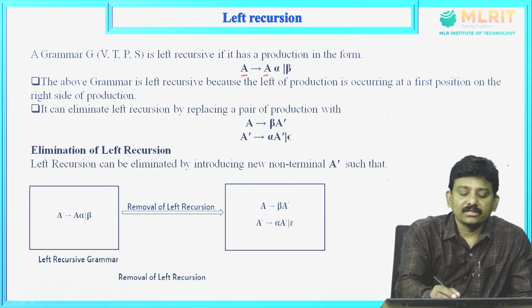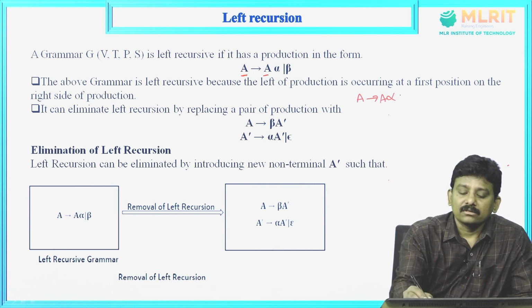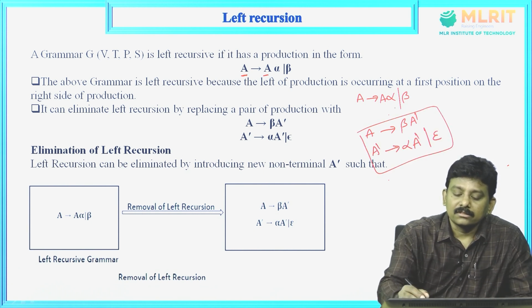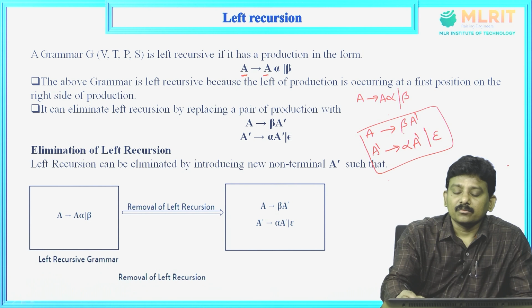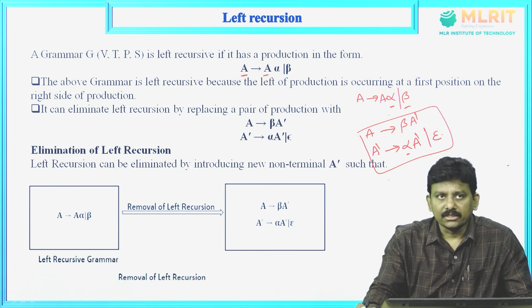We can eliminate left recursion by rewriting these rules. A derives A alpha or beta can be rewritten as A derives beta A dash, A dash derives alpha A dash or epsilon. These two rules are replaced by these three rules. See this once again. A derives beta A dash, this is the beta rule, where A dash is a new non-terminal we have introduced. A dash derives alpha A dash or epsilon. This is the rule we have to follow to eliminate left recursion.